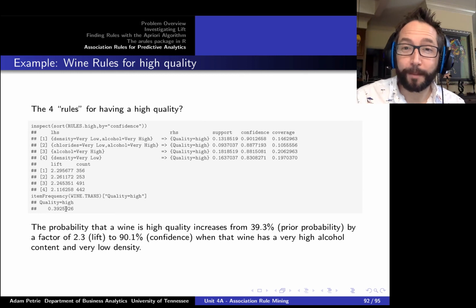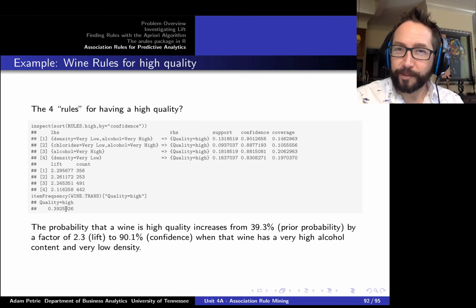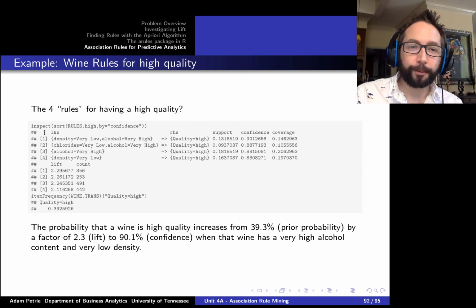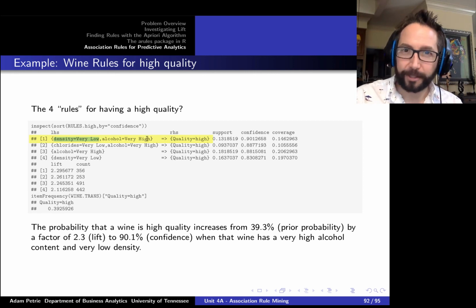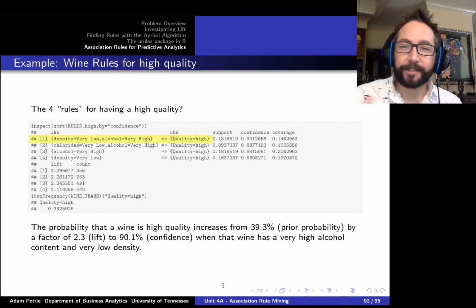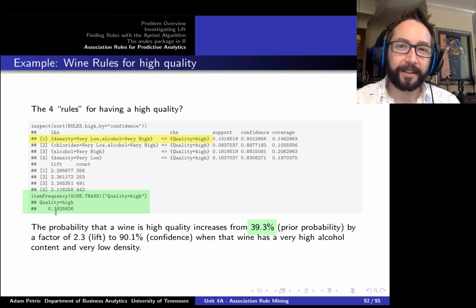So if we go and look at them, let's do some interpretation. We're interested in identifying what it takes to make a wine high quality. Well, the first rule here says density equals very low, alcohol equals very high. This results in a pretty high confidence of having a wine that's high quality. Let's interpret this rule. One thing that we know is that overall, a certain percentage of wines in the data are going to be high quality. If we get the item frequency of the item quality equals high, we find that about 39% of wines are high quality. So the prior probability of finding a wine that's high quality is 39%.